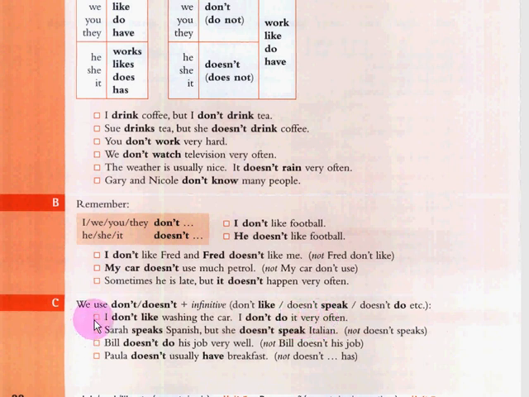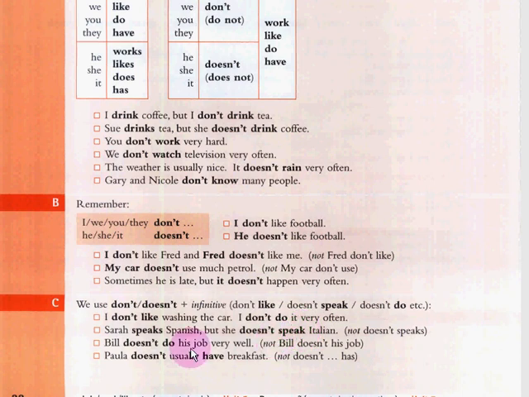Okay? To demonstrate my point, let's look at the following sentences. I don't like washing the car. I don't do it very often. Don't like and don't do. Both the words like and do are in the base form of the verb, making it an infinitive. Next, Sarah speaks Spanish, but she doesn't speak Italian. You don't say doesn't speaks, okay? Because remember, we should use the base form of the verb.